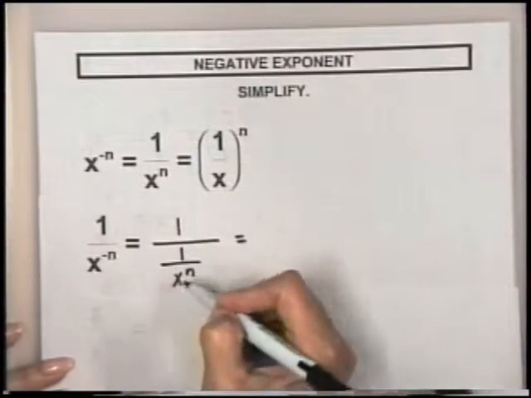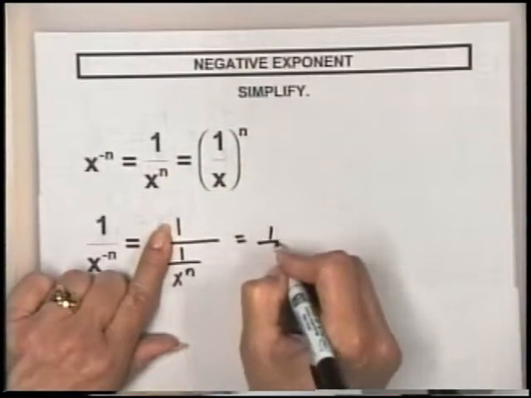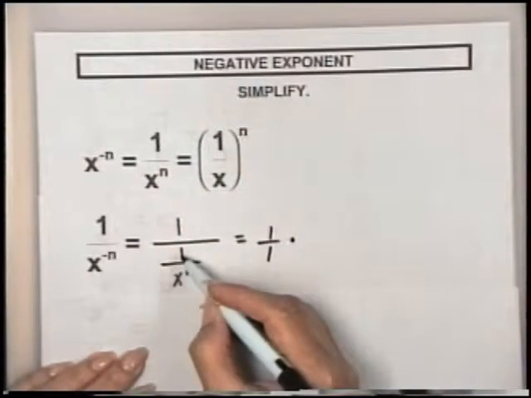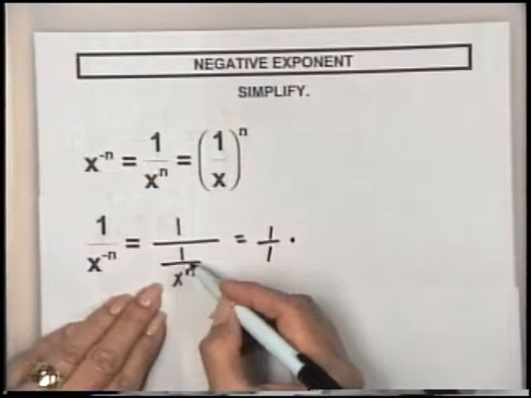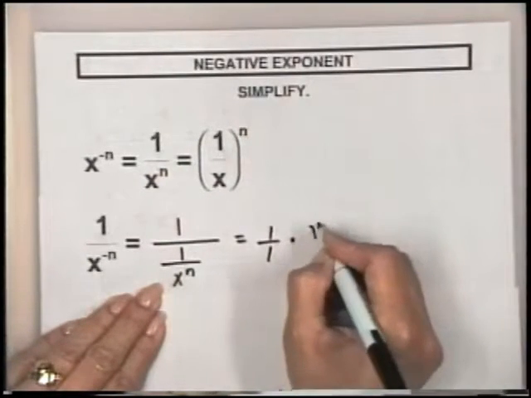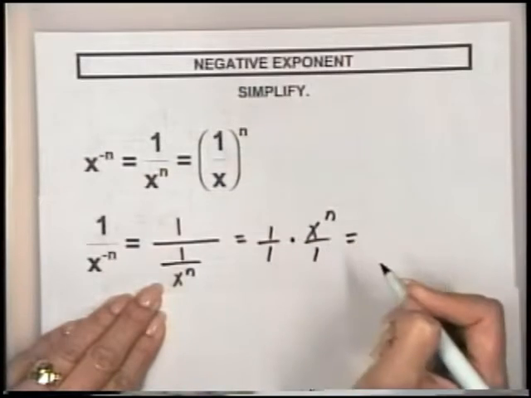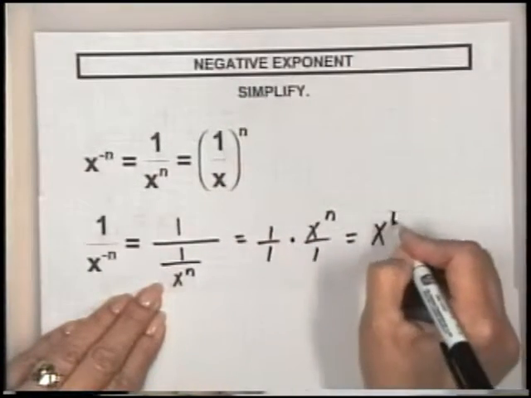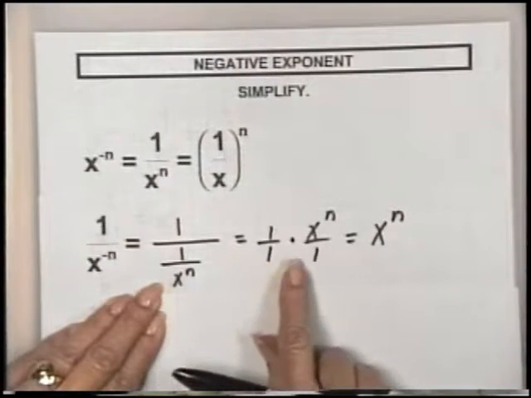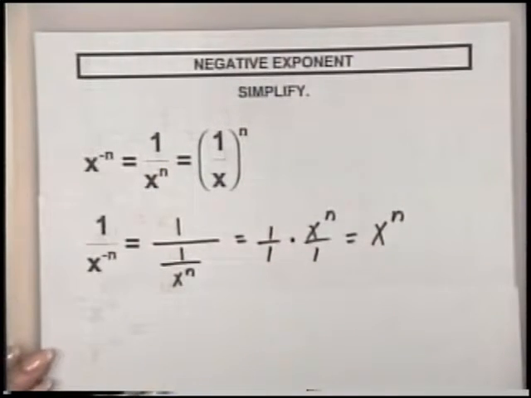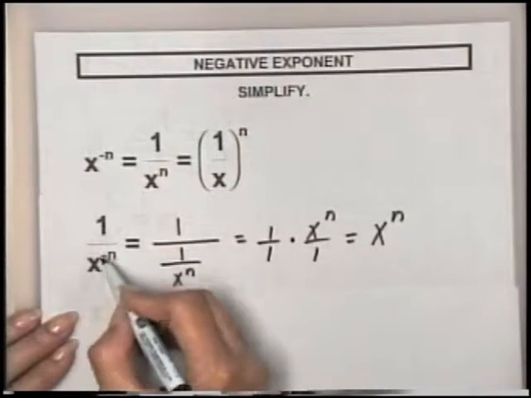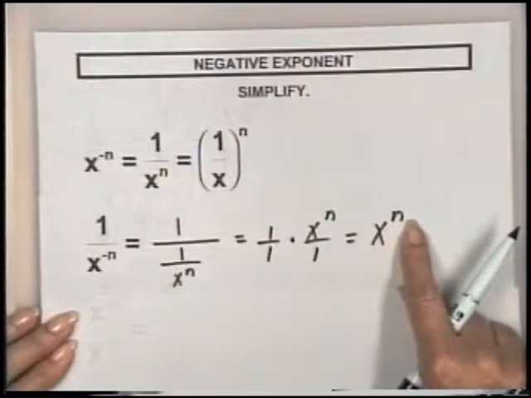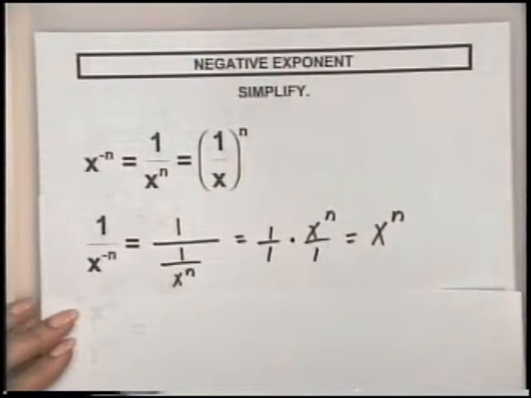Now I have 1 divided by 1 over x to the n. Well, let's write the 1 as a fraction, 1 over 1, times the reciprocal of 1 over x to the n. The reciprocal of 1 over x to the n is x to the n over 1. The result is 1 times x to the n, which is x to the n, over 1 times 1, which is just 1. Notice, 1 over x to the negative n is equal to x to the n.